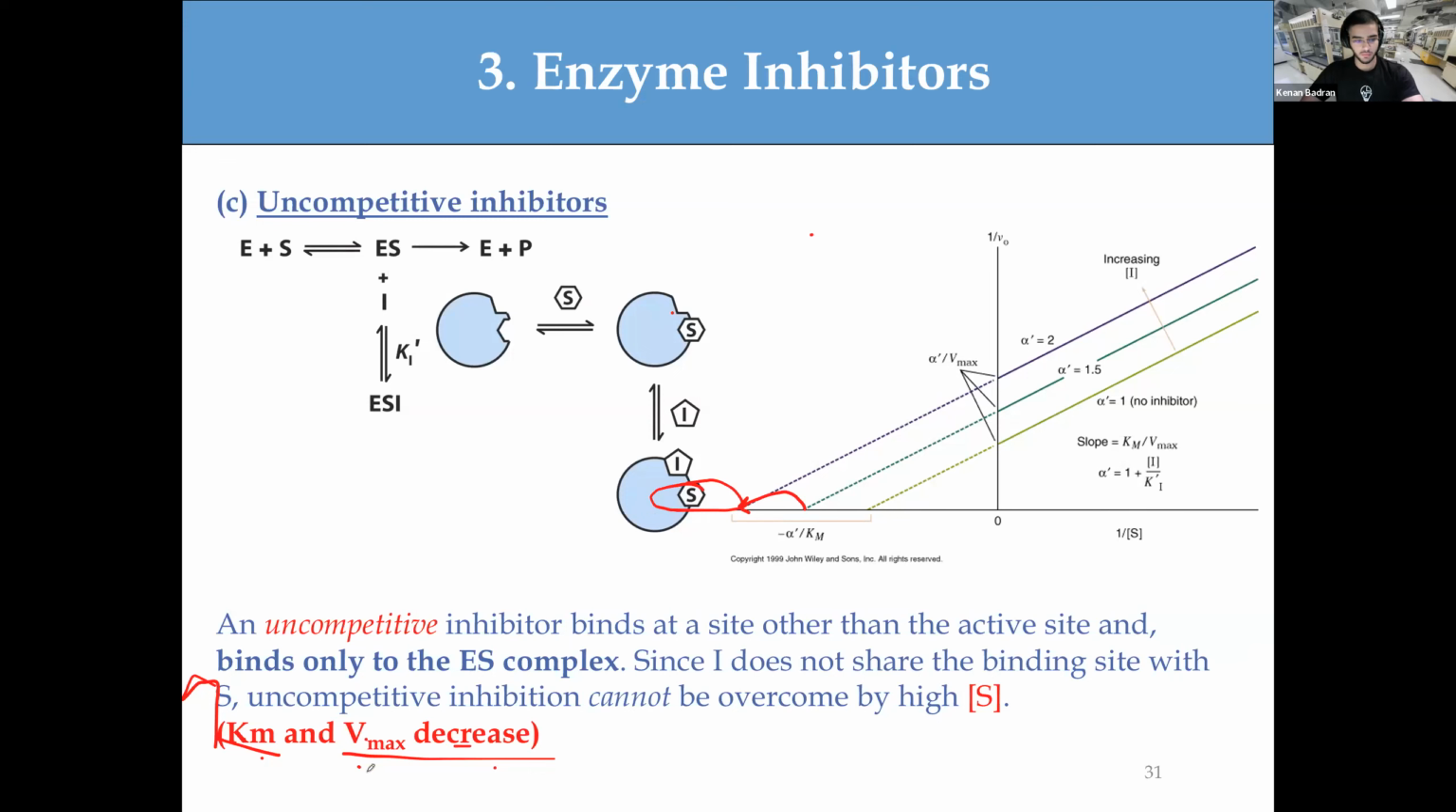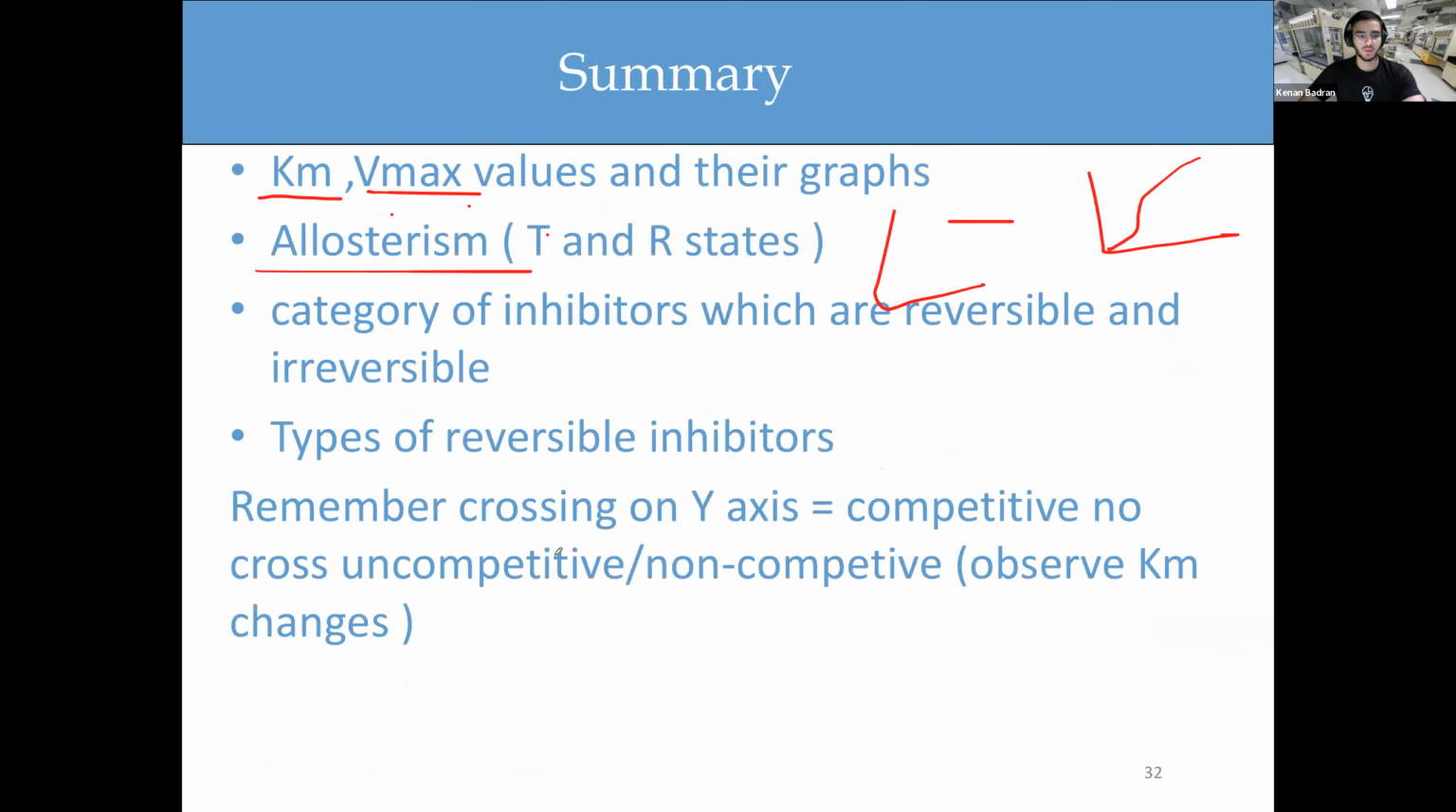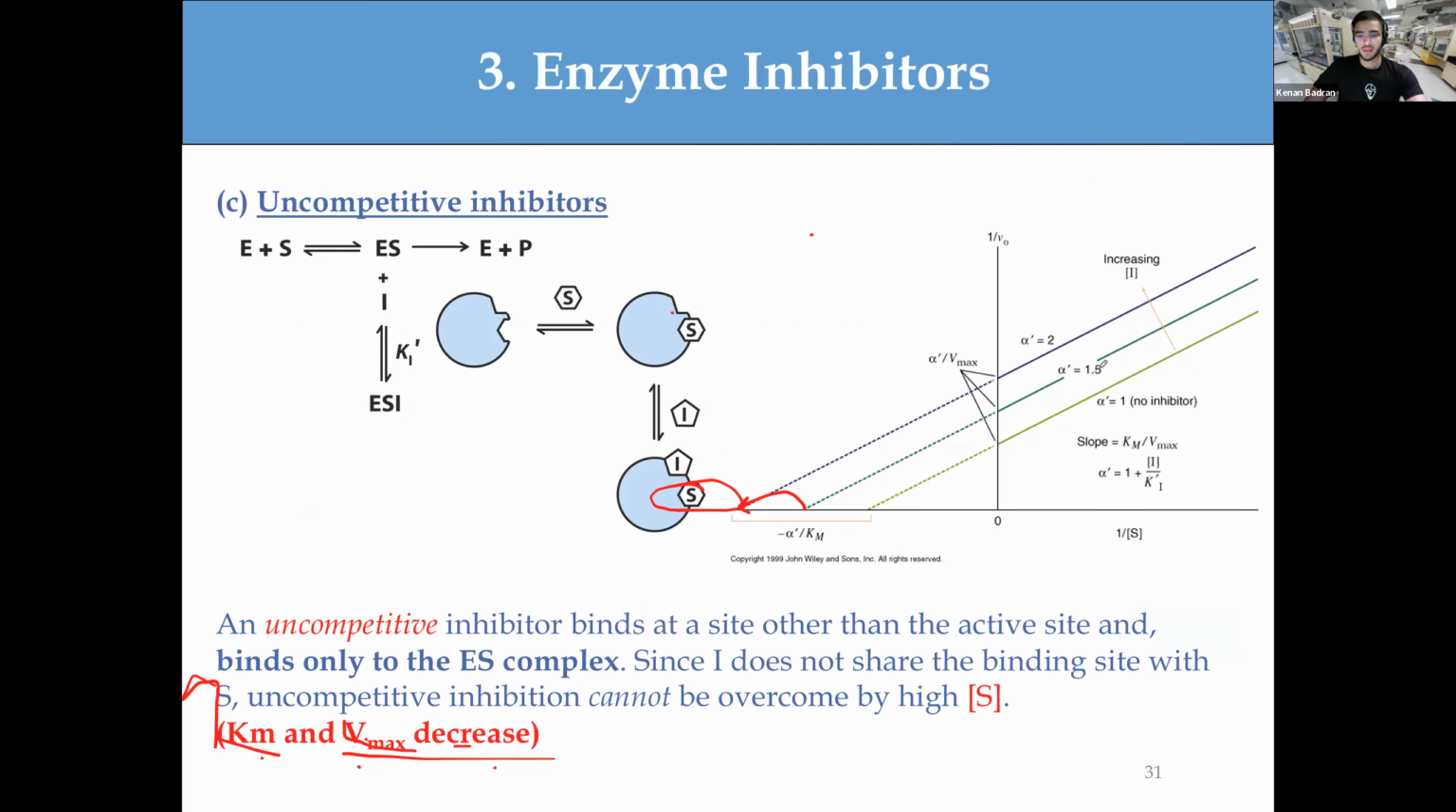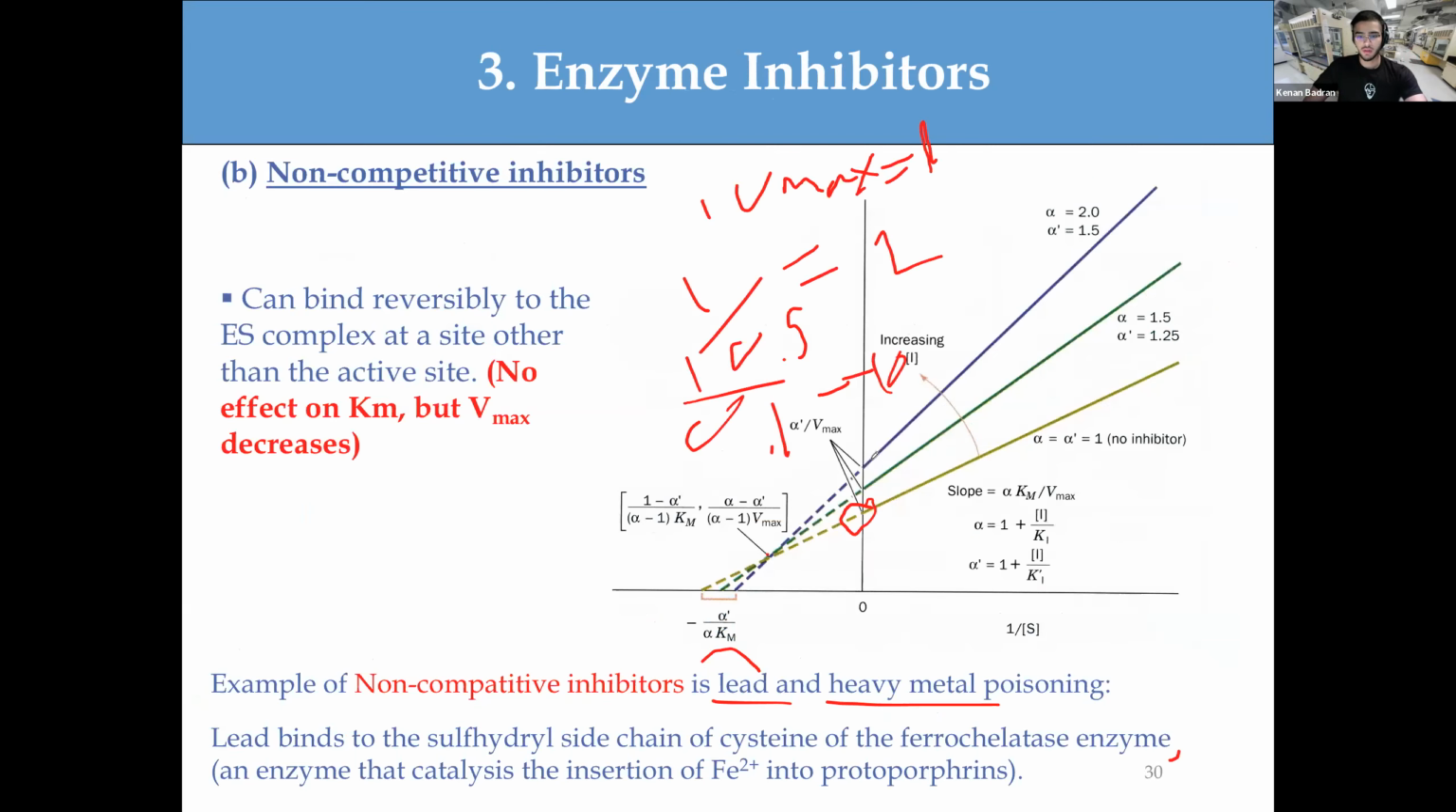Okay? And the Vmax would decrease. Okay? Now let us discuss some questions. And as I said here, the trick to remember: if there is crossing of the lines on the y-axis, it is competitive. But if there is not, whether like the case here or here, it is now either non-competitive or uncompetitive.